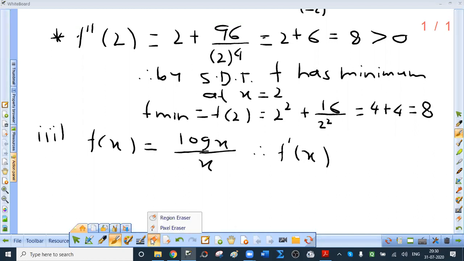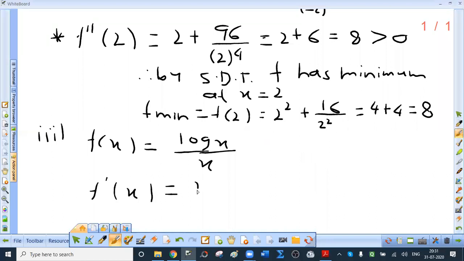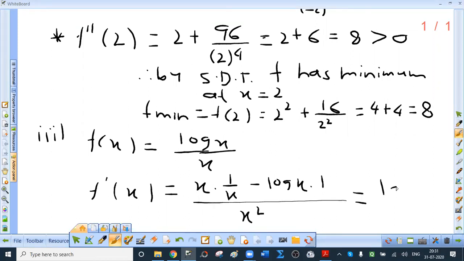Okay, so tell me, what is f dash of x? I'll write f dash of x here. So by quotient rule, I will write derivative directly. X into derivative of log x, which is 1 upon x, minus log x into derivative of x, which is 1 upon x square. Okay, so what is f dash of x? It is 1 minus log x upon x square.